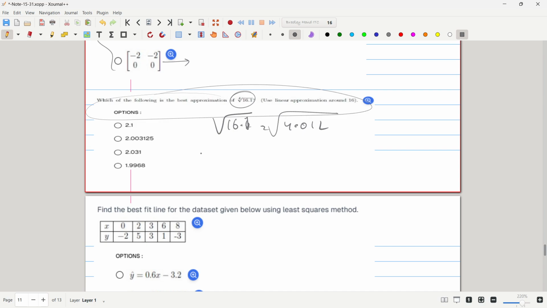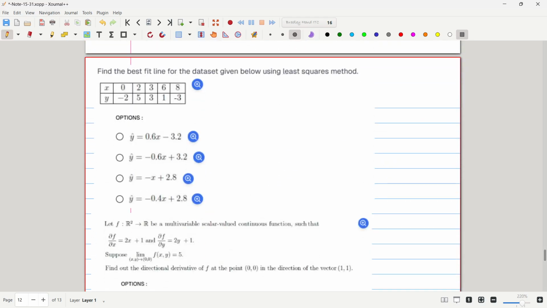The square root of 4.012 will be 2.00299. So option B is correct. Okay, you just need to find the fourth root of 16.1.